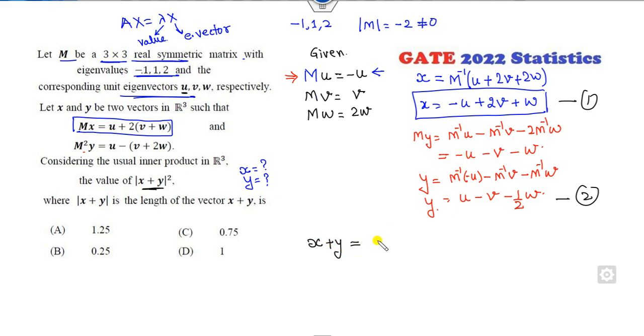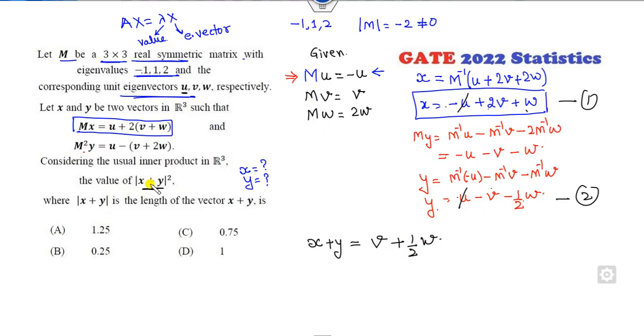What is the x plus y? V cancel. Minus of 2v minus of 3 over w, this is minus of 2w. It's a minus v. Is there any correction? It's x, it's a y, so the u will be cancelled out. It's a plus v, sorry, it's a plus of v. This is plus v, and this is plus of half w.